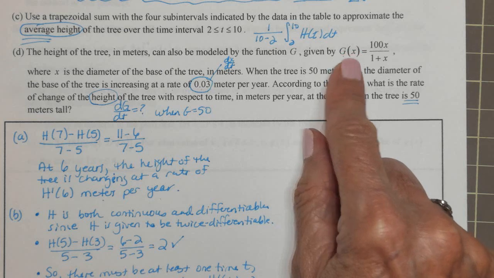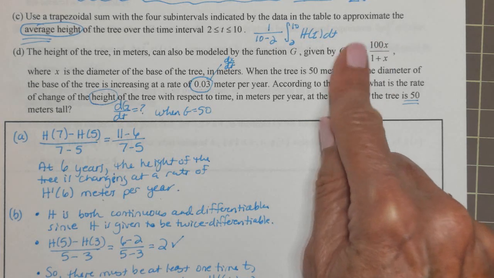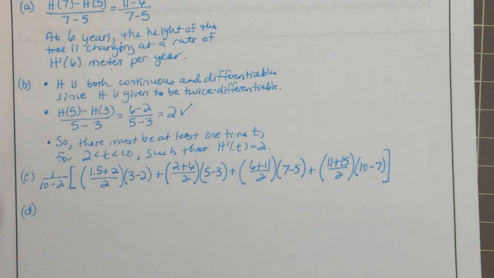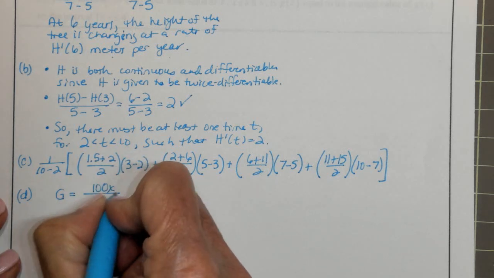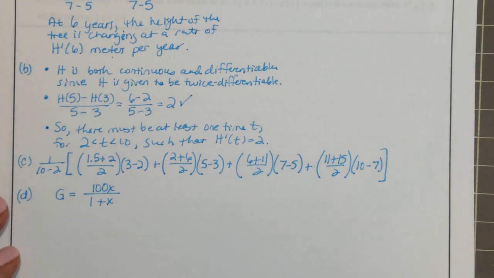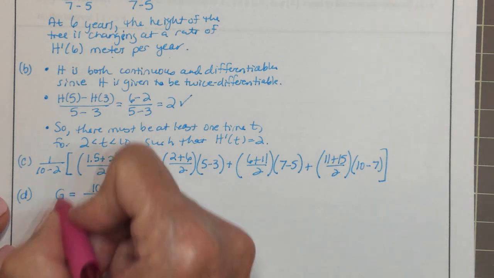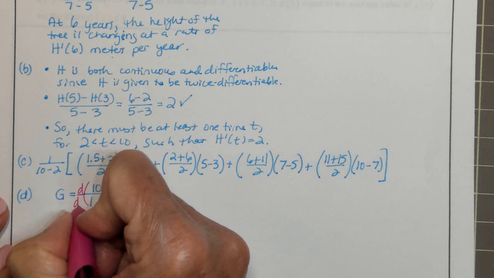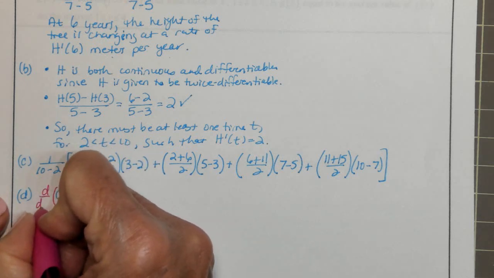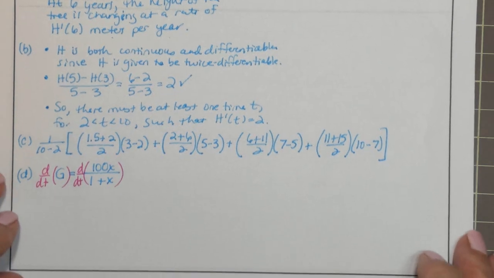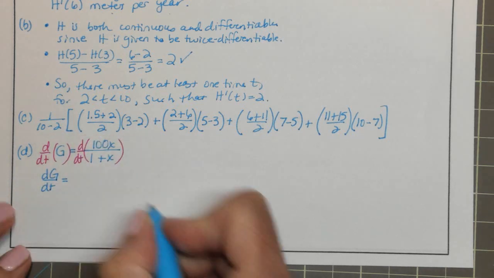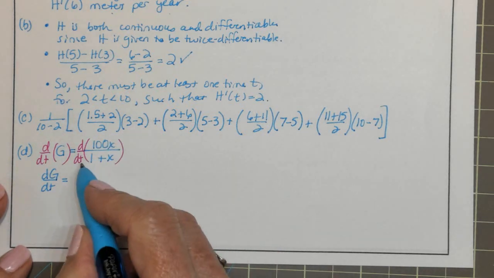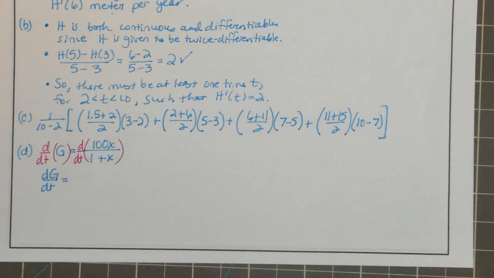And there's g, so I'm just going to go and take the derivative of this one with respect to time, yeah? So g is equal to 100x over 1 plus x. I want dg dt, so I'm going to come in and take the derivative with respect to t. Little related rates problem here. So I get my dg dt, which is what I want, and now I need the derivative of this with respect to t. So first with the derivative with respect to x, then multiply by dx dt.